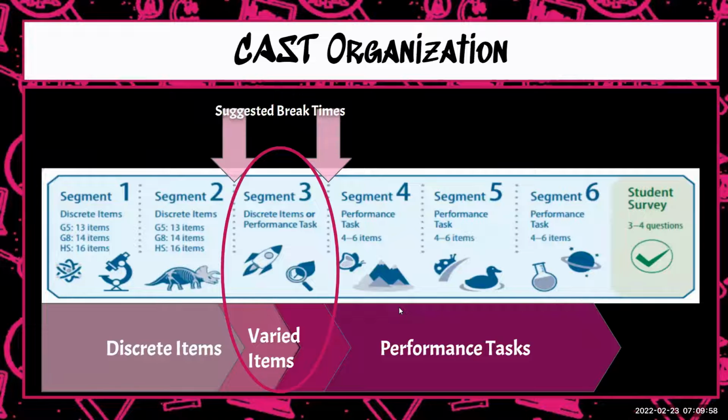The organization of the CAST is 6 segments. Those 6 segments are broken up into 1 and 2, which are discrete items. Segment 3, which some students will receive discrete items and some students will receive a performance task. And segments 4, 5, and 6, in which students will receive a performance task for each. Now, the suggested break times come before segment 3 or after segment 3 so that you are not interrupting any students while they are taking that performance task.